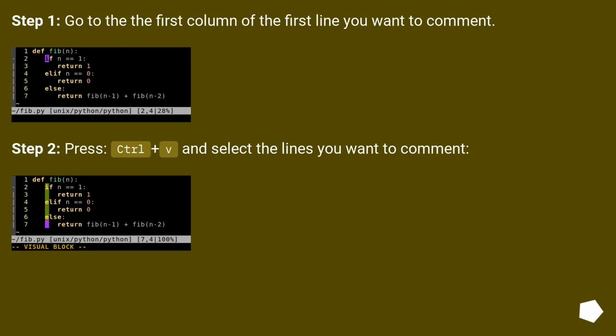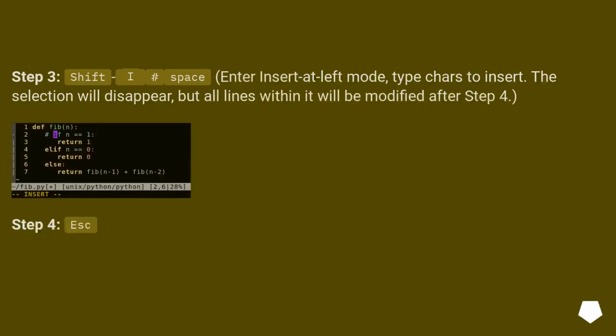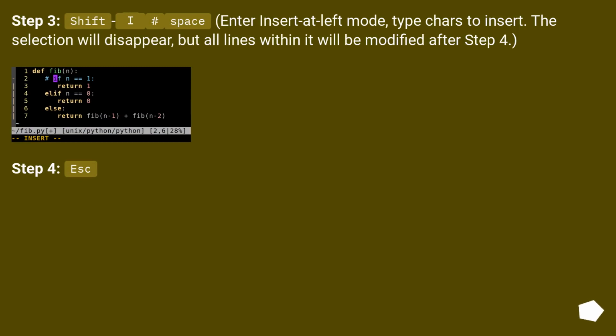Step 1. Go to the first column of the first line you want to comment. Step 2. Press Ctrl+V and select the lines you want to comment. Step 3. Shift-I, then hash and space, enter insert at left mode, and type the comment to insert. The selection will disappear, but all lines within it will be modified after Step 4. Step 4. Escape.